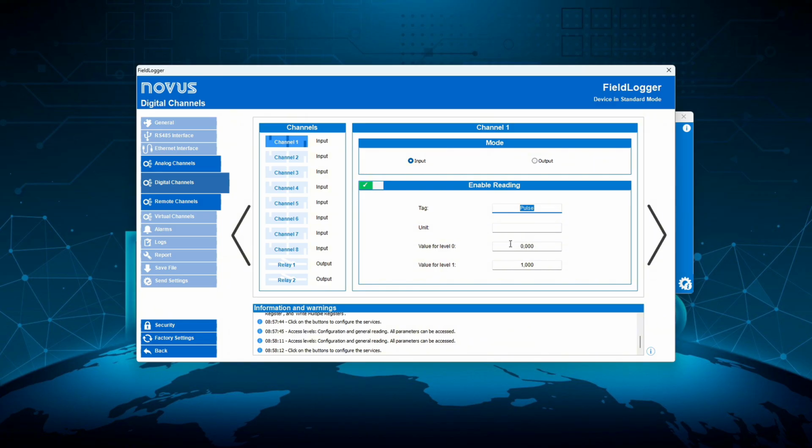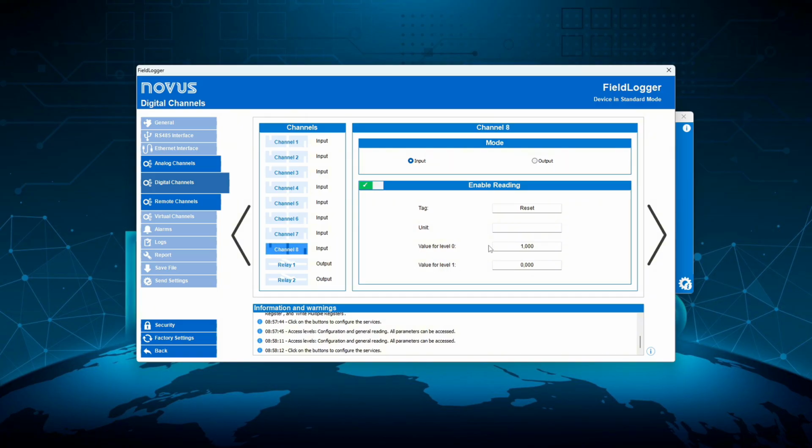If the signal is NPN or PNP, leave the value for level 0 as 0 and the value for level 1 as 1. If the signal is a dry contact, leave the value for level 0 as 1 and the value for level 1 as 0. In my example, I have a PNP type signal.